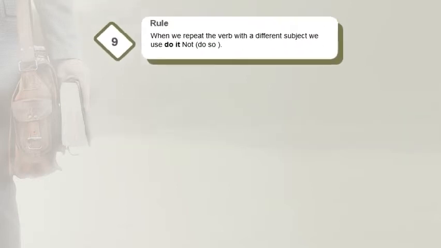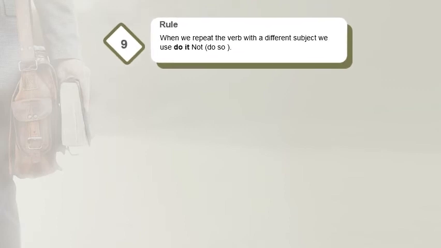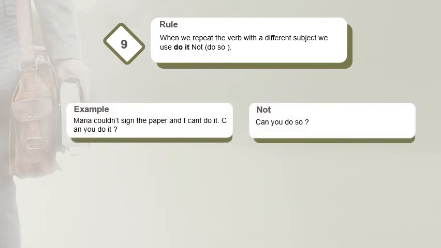Rule number 9. When we repeat the verb with a different subject, we use do it, not do so. As example, Maria couldn't sign the paper and I can't do it. Can you do it? We don't say, can you do so?